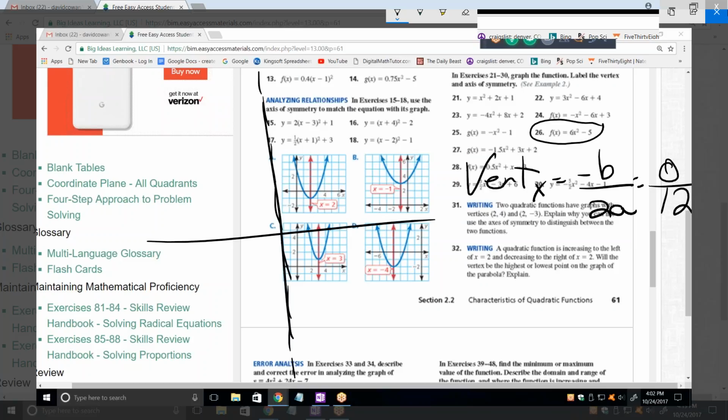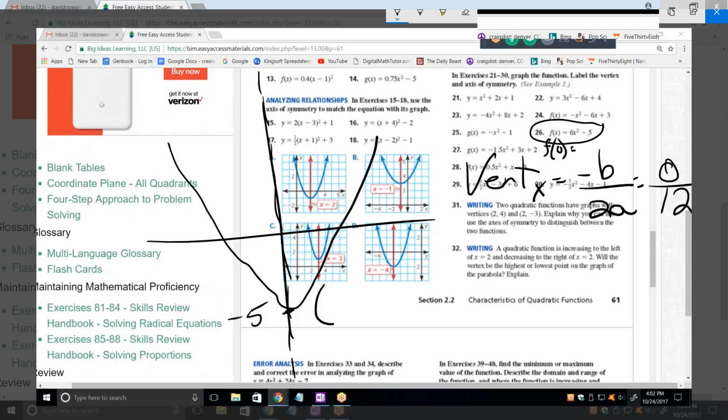Now, what's y equal to when x equals 0? In other words, what is f of 0 equal to? Plug in 0 for x. What do you get? -5. That's where it's at. Does this open up or down? Up. Okay, so it's some kind of a parabola that looks like that.